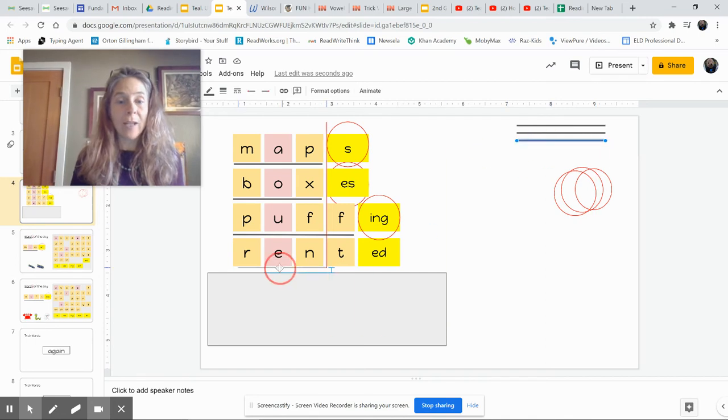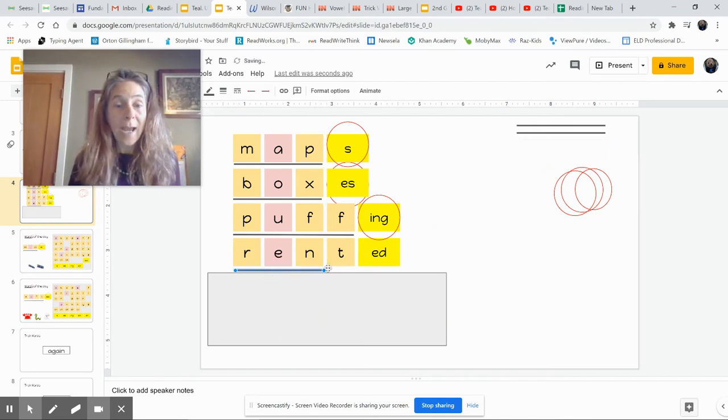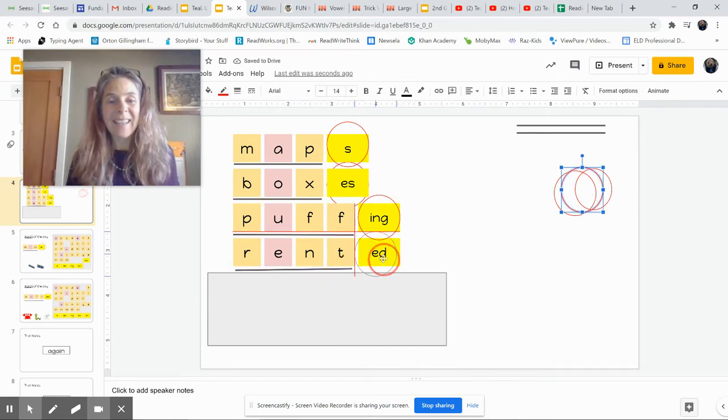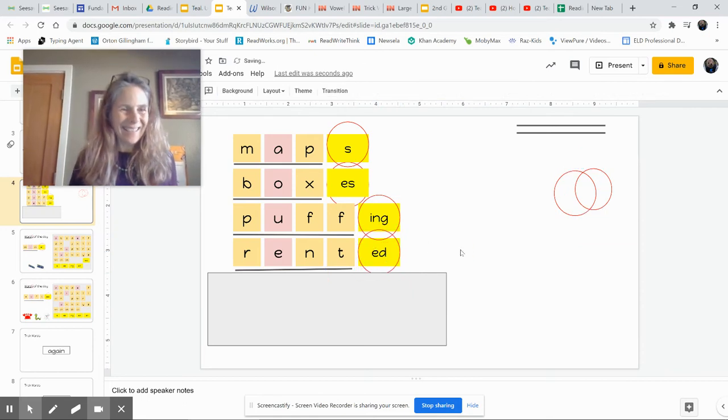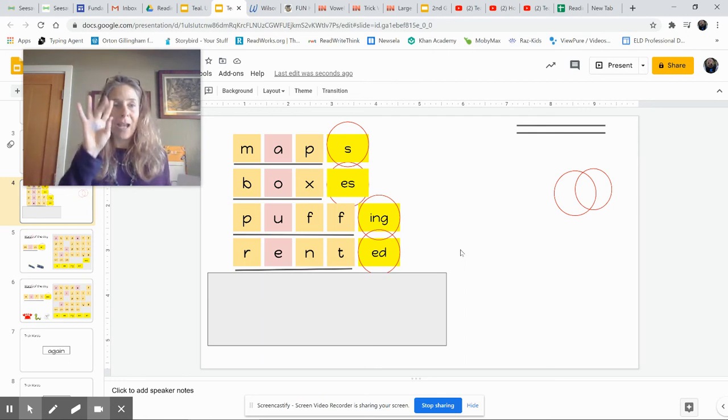So let me underline my base word, rent, and then again, I'm going to circle my suffix, ed. And it's got an ed, but it does kind of sound like an id. Just remember that. Anytime you're talking about something in the past, you end it with ed. Okay, let's write rented. So first tap out the base word rent, rent. Now write rented.